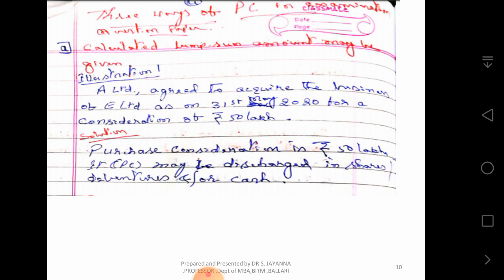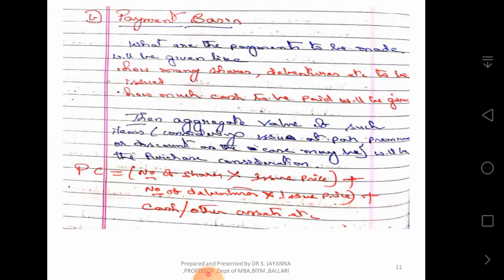Okay? Now we shall move on to payment basis. What are the payments to be made will be given, like how many shares are to be given, how many debentures are to be issued, how much cash to be paid, etc. This is to be known and it is to be added up. The aggregate value of such items, the total value of such items, will be the purchase consideration. How many shares are given to be taken, how many debentures given to be added, and if cash is also given, that is also to be added. If you add all these three, you arrive at purchase consideration.